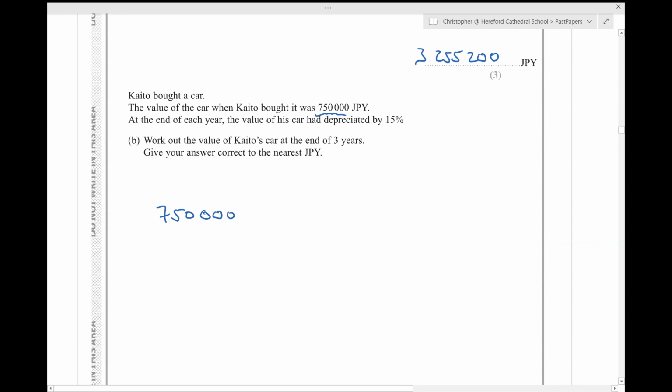5b. We buy a car, and it's initially worth 750,000. At the end of each year, it depreciates by 15%. That means it is reduced by 15%. Work out the value of the car at the end of 3 years. Give your answer correct to the nearest Japanese yen. Each year it reduces by 15%, so our multiplier is 0.85, since we've got 85% of it left after a reduction of 15%.